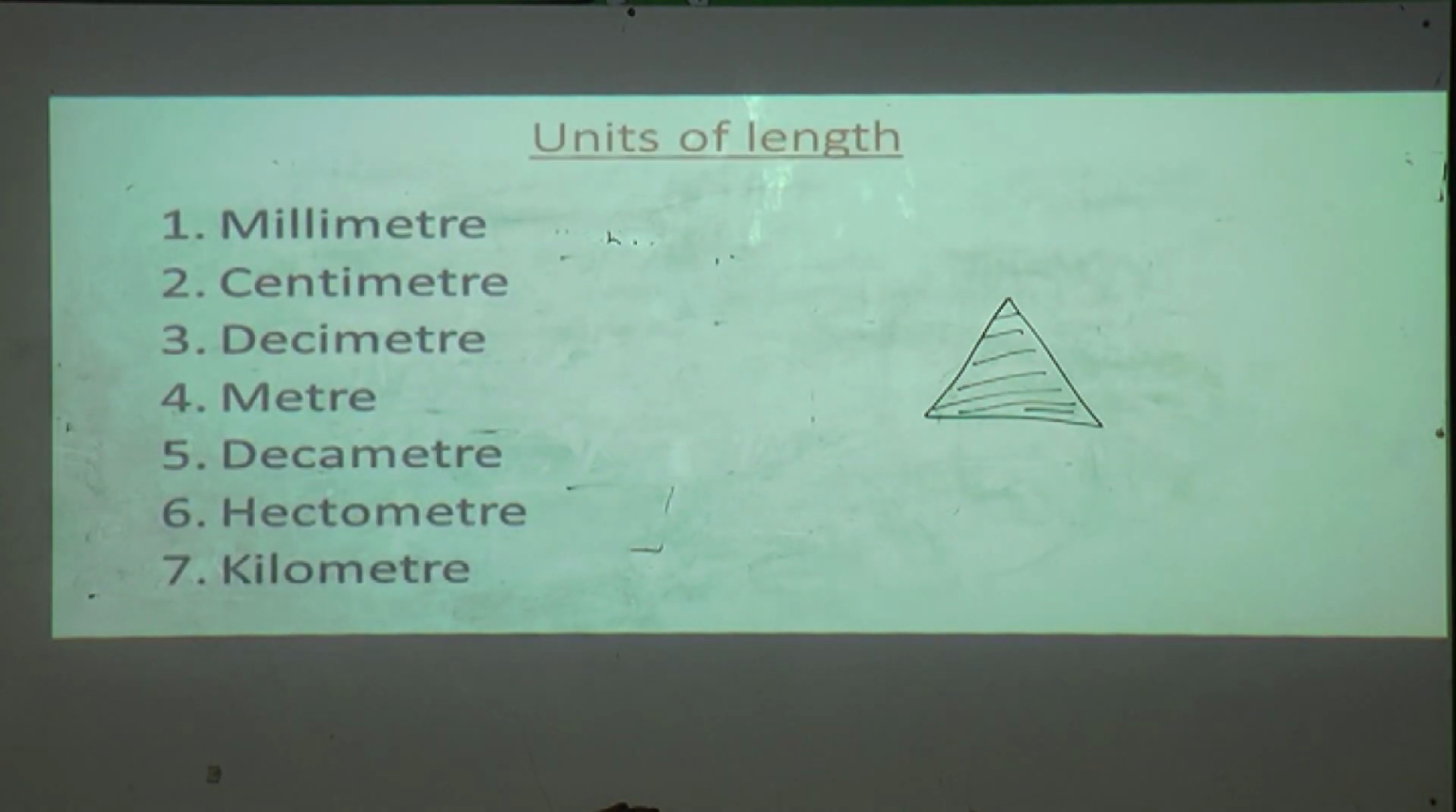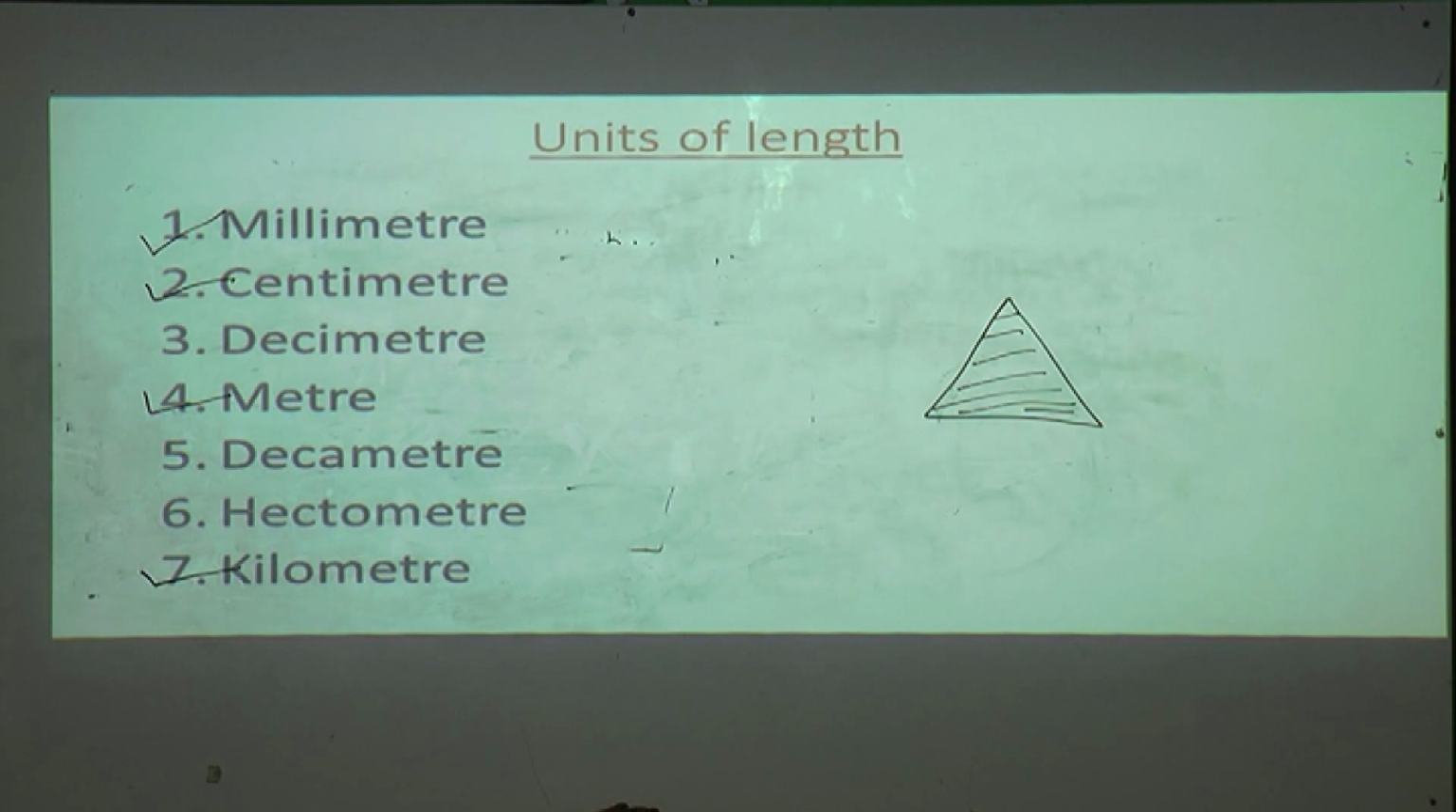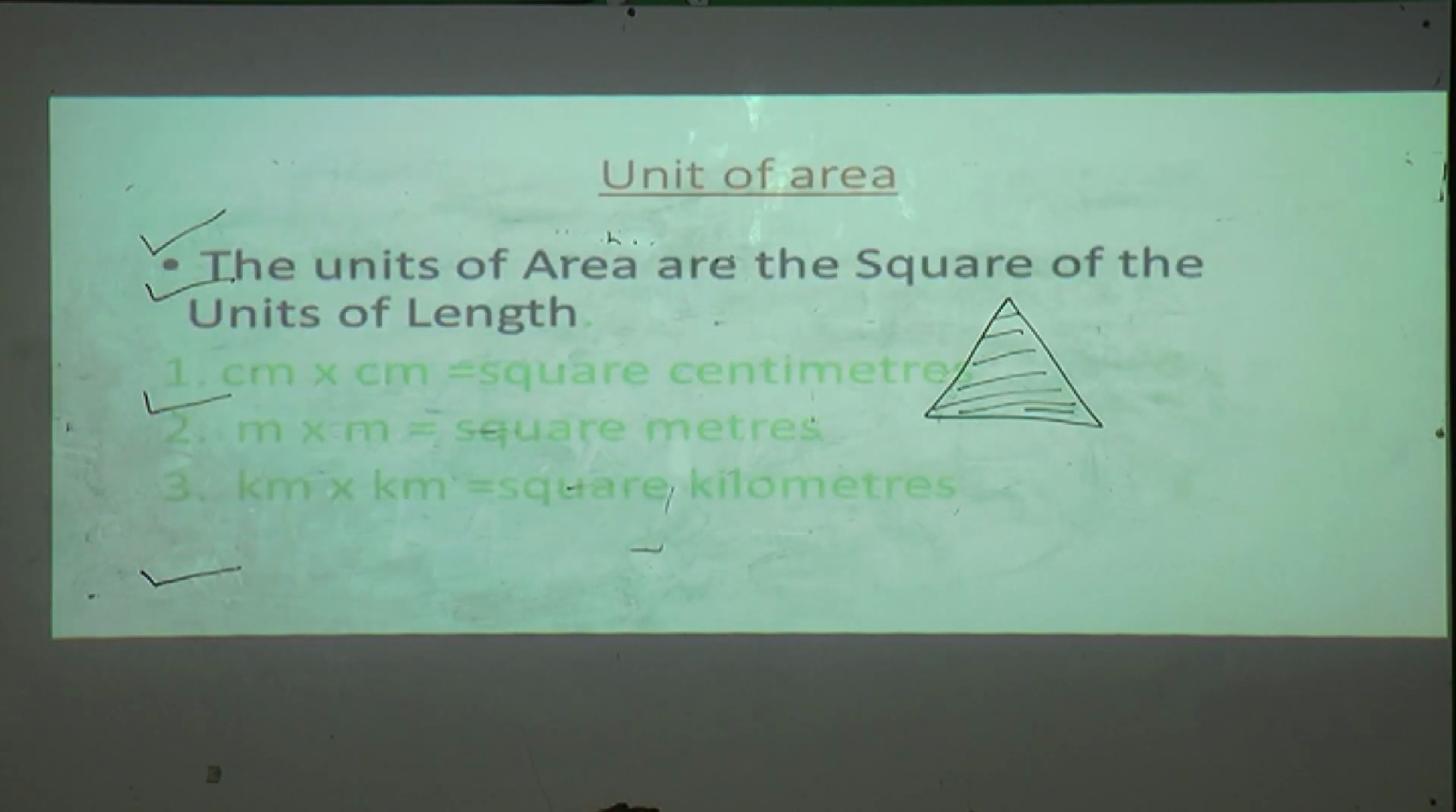See, you know the units of length? Yes: millimeter, centimeter, decimeter, meter, decameter, hectometer and kilometer. The smallest unit is, yes students, 1 millimeter. The most commonly used units of length are kilometer, centimeter, meter and millimeter. So students, now the unit of area.